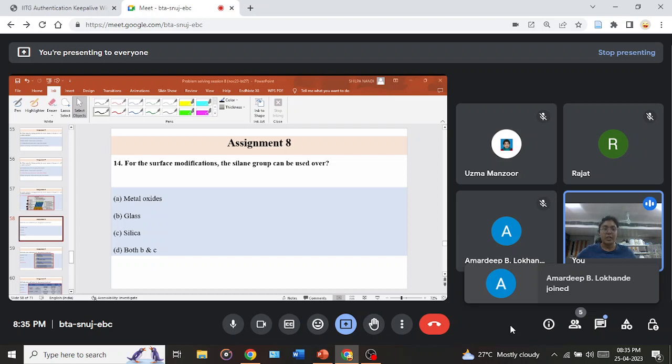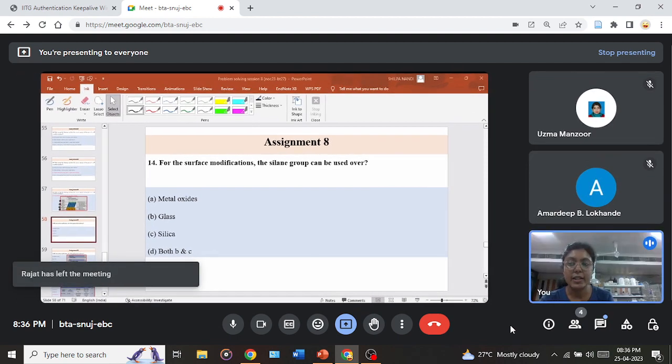Okay, so I will repeat the question. As Uzma said, option D is correct, that is both B and C, glass and silica. So the silane group can be used over both glass as well as silica. Okay. So what I'm trying to ask is, if the silane group is used for glass and silica, and if the substrate is your metal oxide, then what kind of groups can be used?